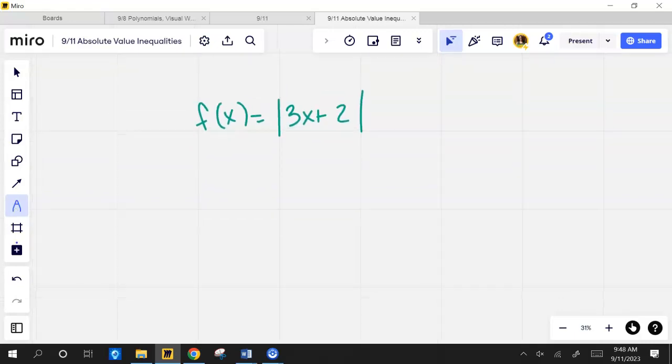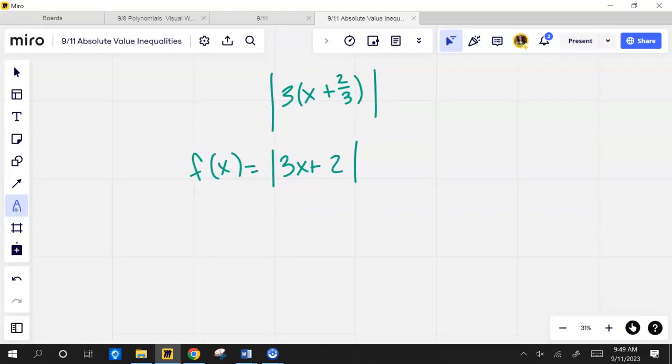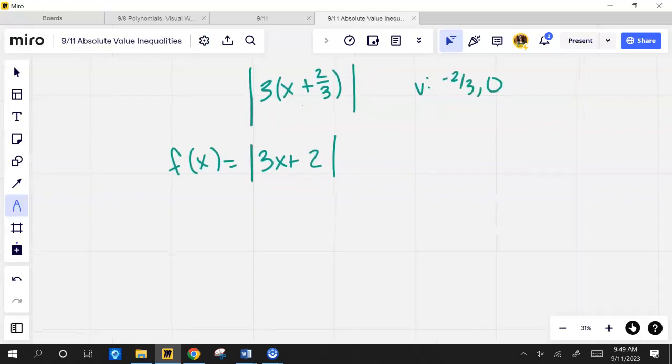Before we can find that H and that K, we need to take that number in front out. So this is going to be 3 times x plus, well, if I divide it by 3, what's left over here? 2 over 3, right? So where is my vertex for this one? Negative 2/3, 0.